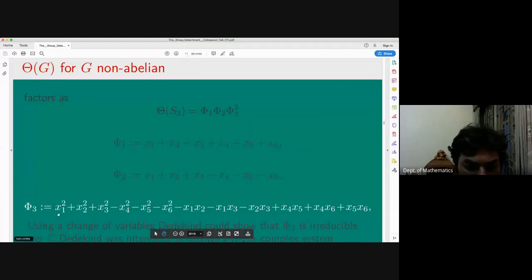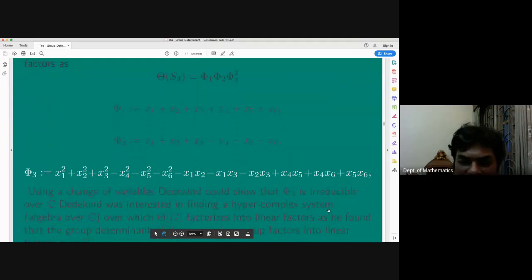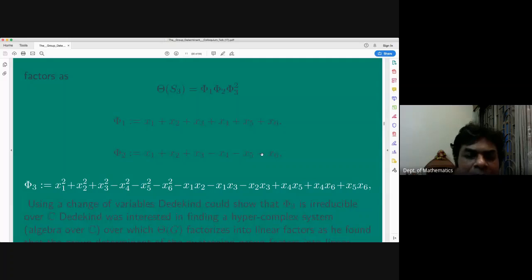Phi3 is a more complicated polynomial. It's a quadratic, a degree 2 homogeneous polynomial. It is x1 square, x2 square, x3 square minus x1, x4 square minus x5 square, like this. And then there are these mixed terms, x1, x2, all these terms. So it's a very strange kind of quadratic, degree 2 polynomial, right? And it occurs to degree 2, second power, in this factorization.